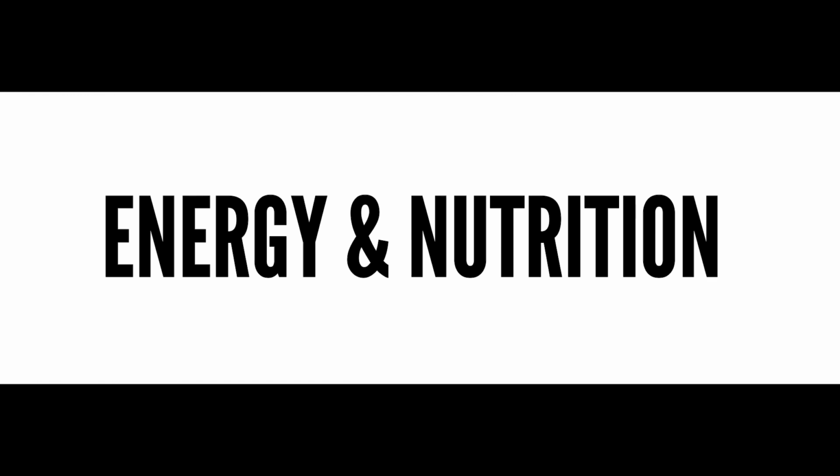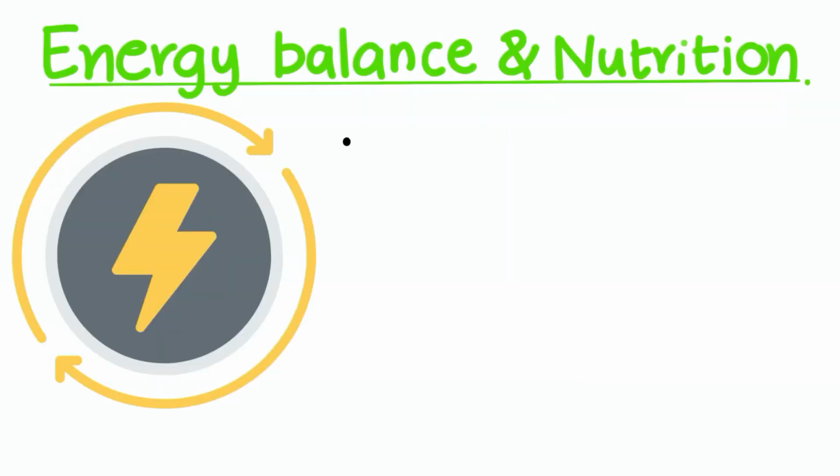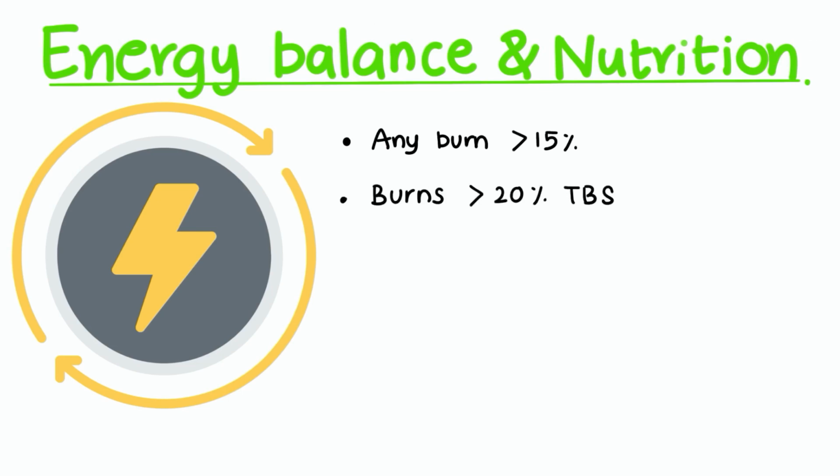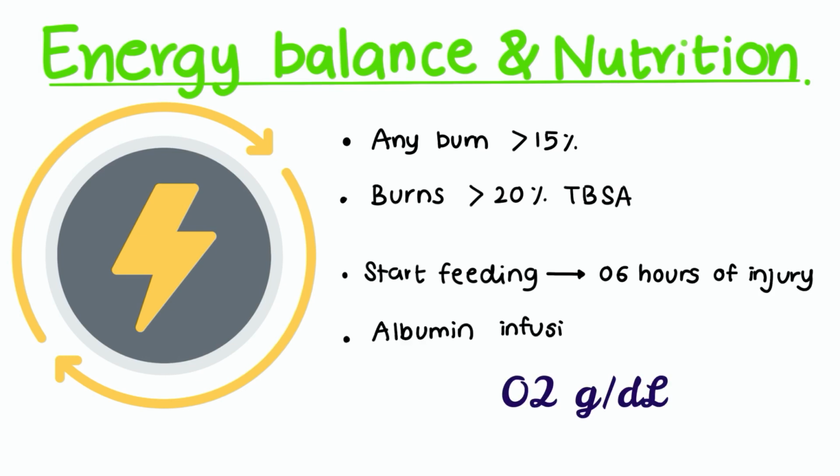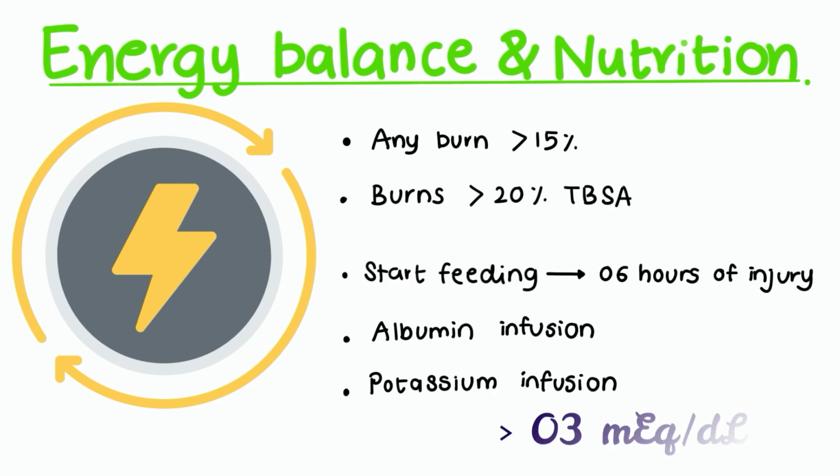Energy balance and nutrition. Burn injuries are catabolic in the acute episode. Any adult with a burn greater than 15% or 10% in children has increased nutritional requirement. All patients with burns of 20% of total body surface area or greater should receive a nasogastric tube. Feeding should be started within 6 hours of the injury to reduce the gut mucosal damage. Albumin infusion is given to maintain the serum albumin at 2 grams per deciliter. IV potassium supplementation is also done to maintain serum potassium levels more than 3 milliequivalents per deciliter.